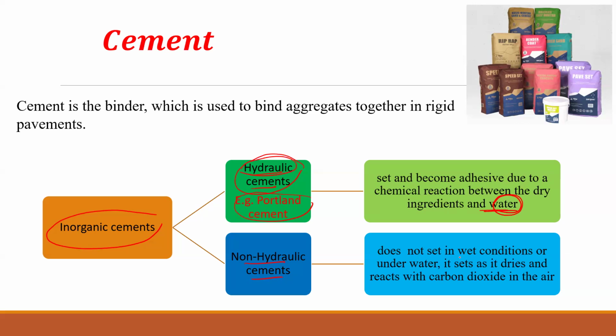Non-hydraulic cement does not set in wet conditions or underwater. It sets as it dries and reacts with carbon dioxide in the air. Sometimes we have to do underwater construction, and in that case, if the cement gets hardened due to water, it will be a problem. So non-hydraulic cement is used for that kind of application, and the hardening of the cement happens not because of the reaction with water, but due to the reaction with carbon dioxide.